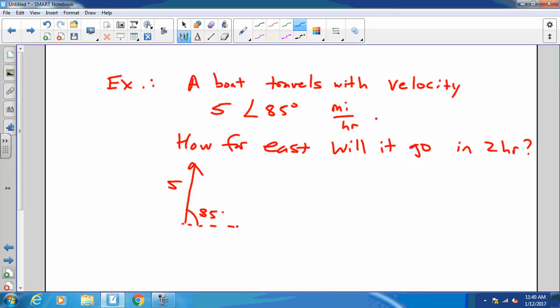And now what is being asked of us? What is being asked of us is how far east it will go in 2 hours. So as we travel in this direction, in 2 hours, we will go a certain amount east. And here the 2 hours refers to the time, not the actual distance traveled. Well, a certain amount east is another name for what component? The x component. So I'm looking for the x component of the motion.